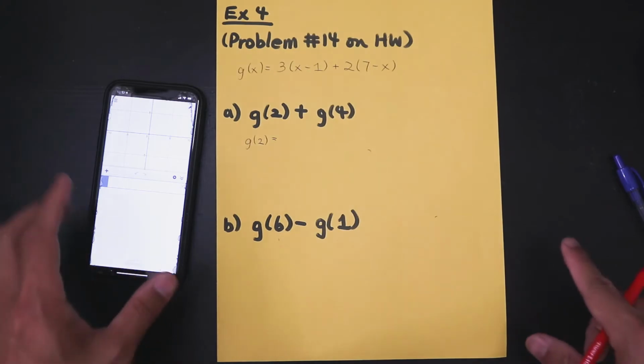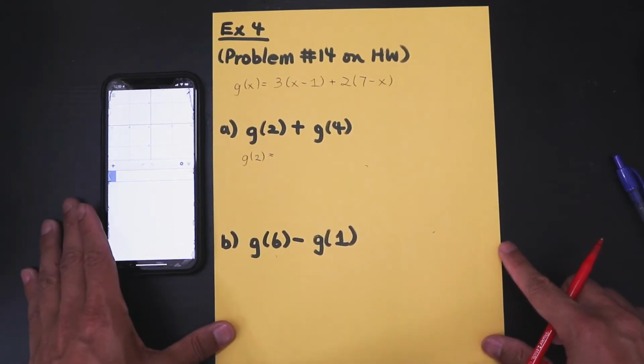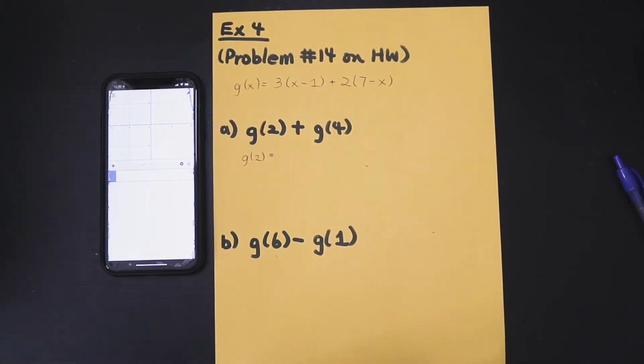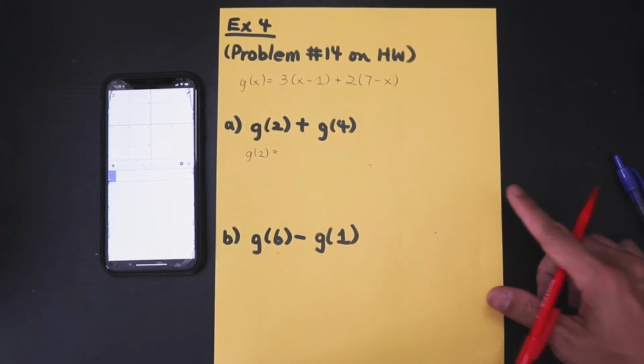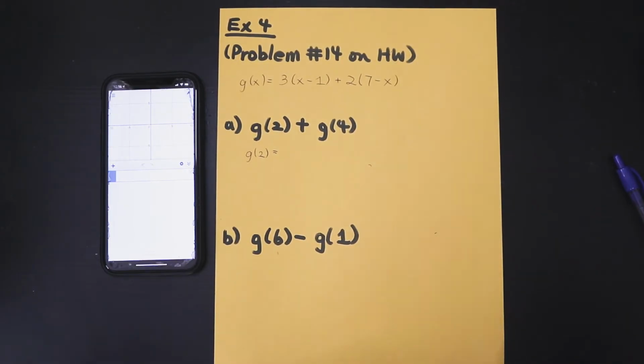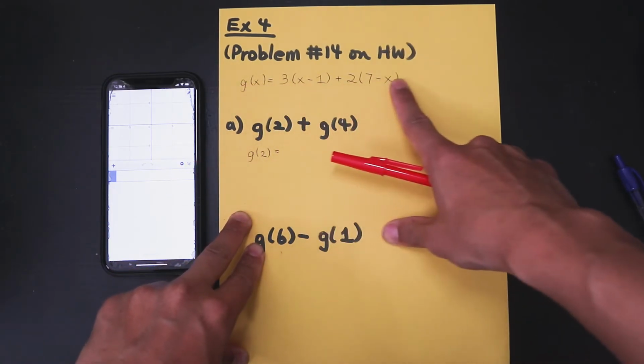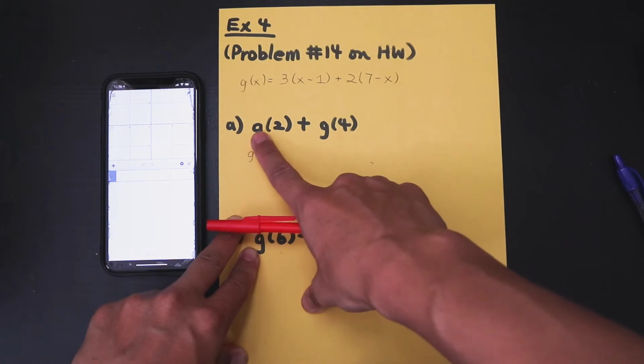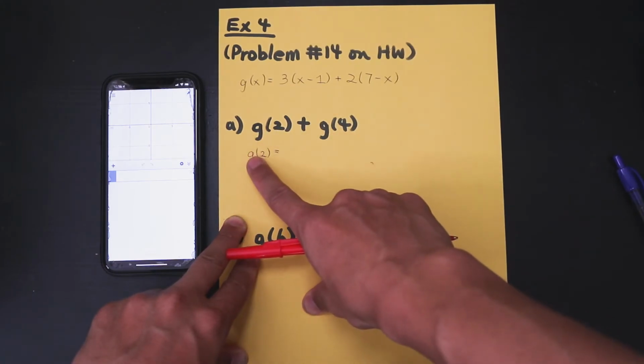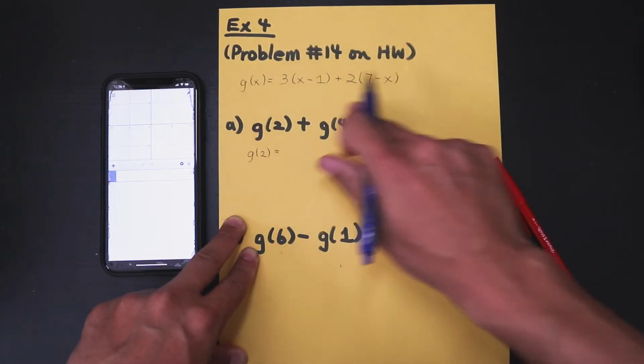The last thing I want to talk to you about is example 4, which is not exactly, but very similar to problem number 14 on your Pearson's homework. In problem 14, you see something like this. If g of x is this very long equation, what is g of 2 plus g of 4? To find g of 2, you first rewrite this equation.